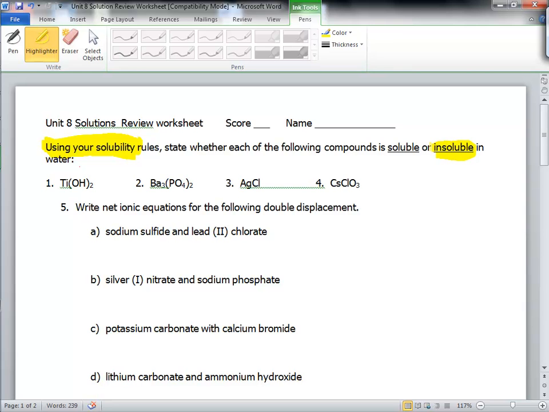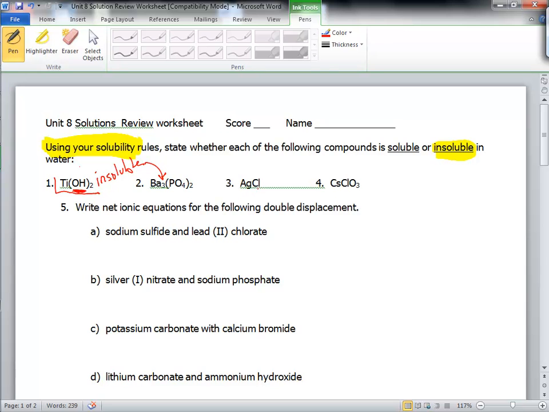Starting first of all with titanium hydroxide. And you probably remember the song and that famous verse, hydroxides in general don't dissolve at all. Of course, there are some exceptions to that, but in this case, this stuff is insoluble. It does not dissolve. And neither does this one.